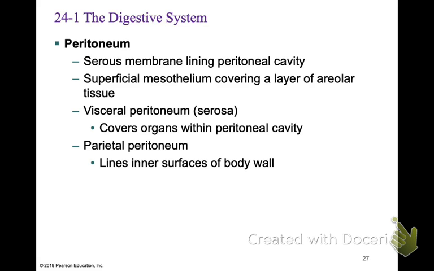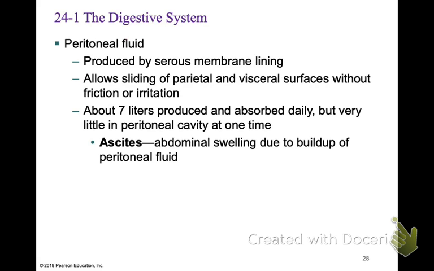It kind of separates all the organs in the peritoneal cavity and prevents them from rubbing against each other and prevents adhesions from occurring. So it's really an important structure. The peritoneal fluid is simply there to reduce friction. And while you may produce 7 liters a day, you're not supposed to have that much at any one time. It's just supposed to be enough to keep the surfaces slippery and wet.